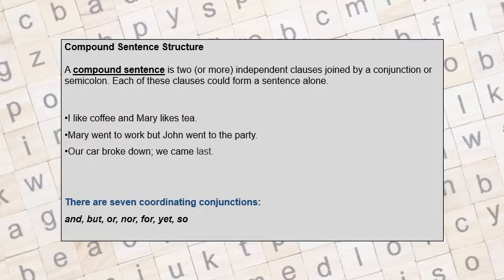That is the structure of a compound sentence. And there are 7 coordinating conjunctions. Coordinating conjunction means which combines 2 sentences, 2 simple sentences. And, but, or, nor, for, yet, so. These are the coordinating conjunctions.